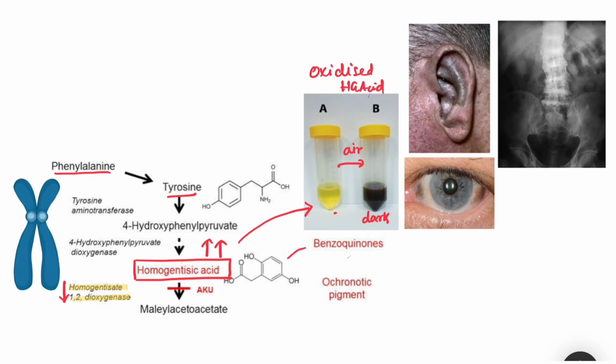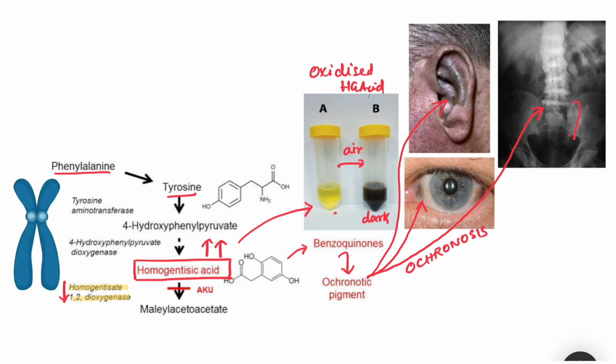In the body, the homogentisic acid gets converted into benzoquinones, and benzoquinones lead to formation of ochronotic pigments. These ochronotic pigments get deposited into the cartilages of the body, as in pinna, the collagen containing parts like sclera, and in the joint cartilages and intervertebral discs. All this is known as ochronosis.